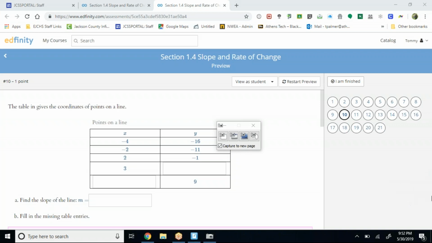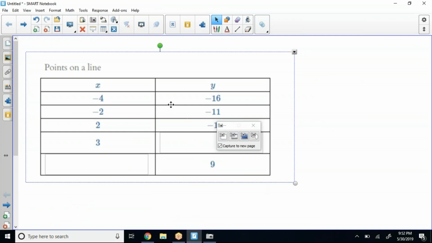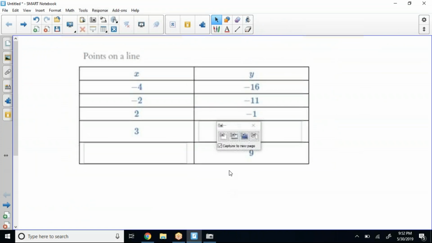I've got some people in chat having trouble with number 19 and 1.4. I'll get that here in a second. All right, so on this one, let's look at it. First things first.